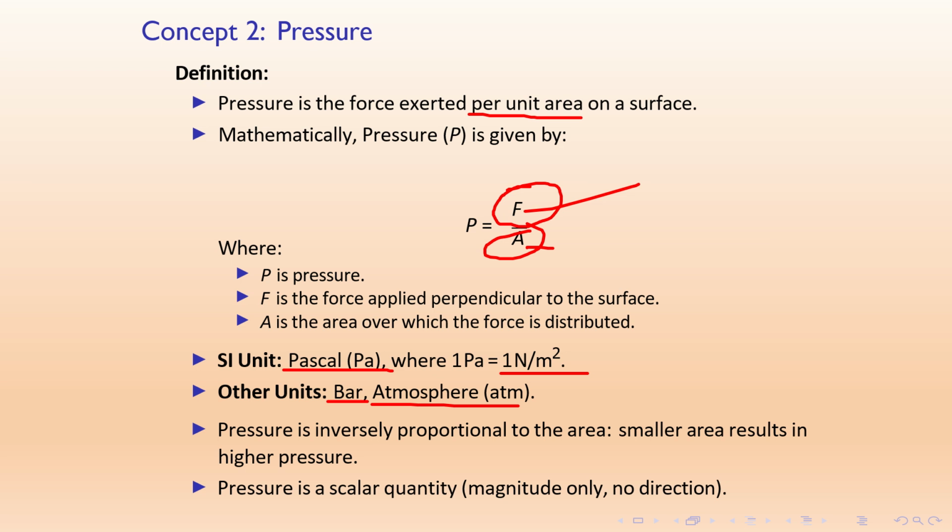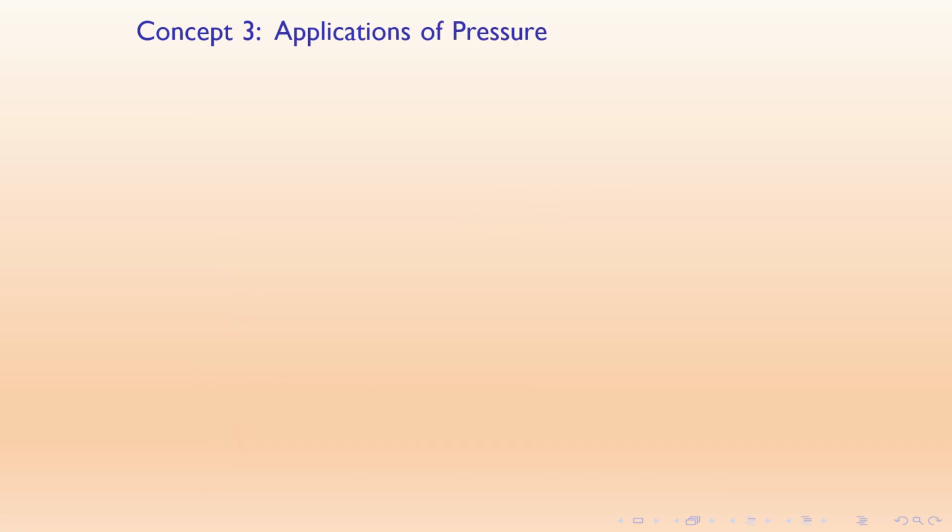And one more thing you should notice: due to this reason only, the objects used for cutting, like a knife or axe, have a very small area so that the pressure exerted by them is more, and we can cut objects with less force.